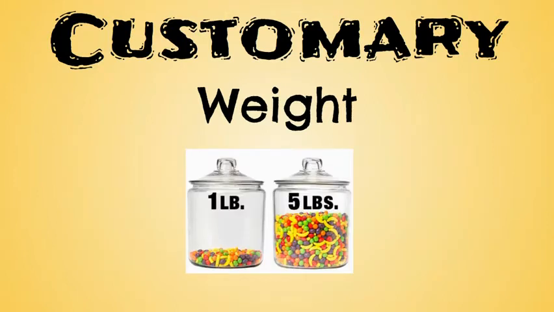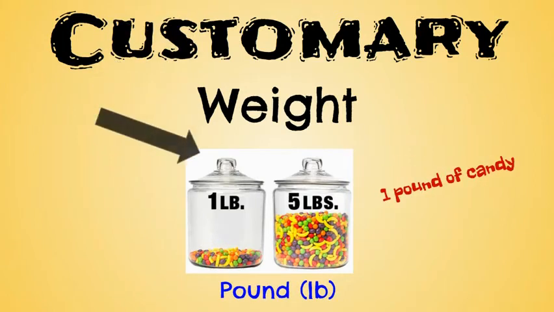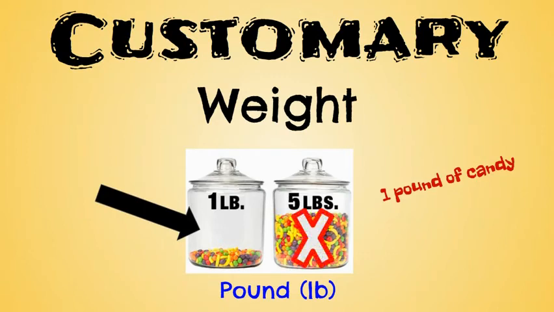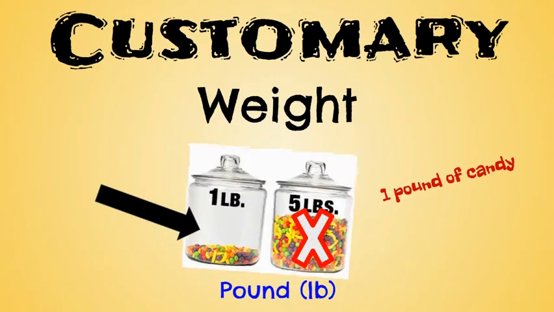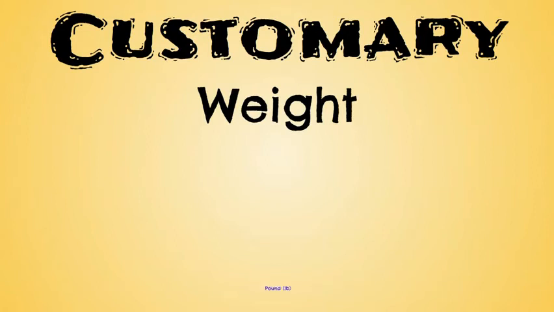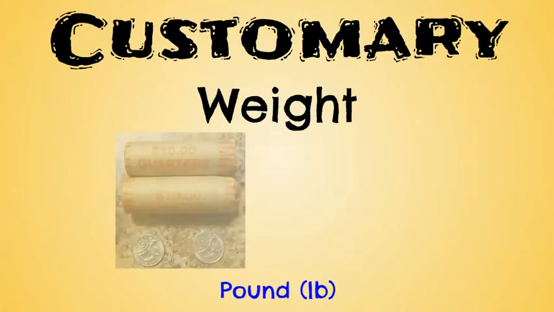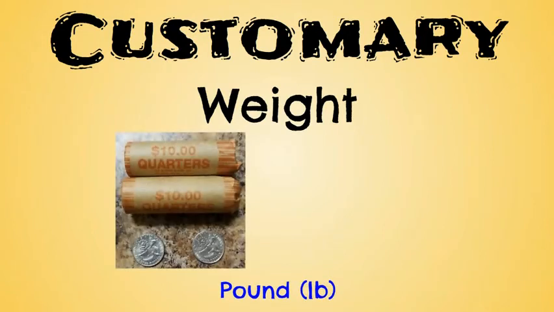Let's talk about the pound. Here you see 2 candy jars, one with 5 pounds and one with just 1 pound. Other things that weigh about a pound are 2 rolls of quarters or 3 medium-sized bananas.